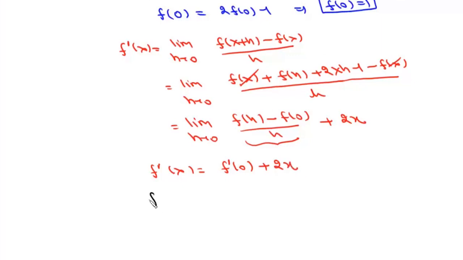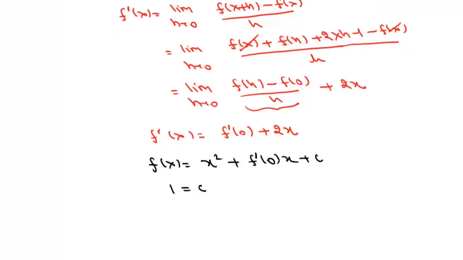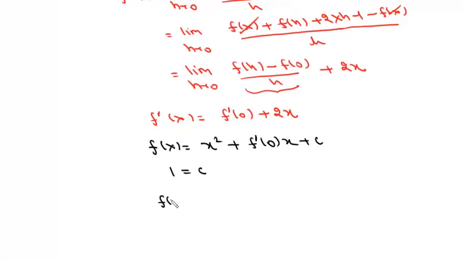Now we integrate this, we can write f(x) equals, now this 2x is simply x², and here will be f'(0)x and plus c. Now when x is 0, f(0) is 1. So this is 1 and it is equal to c. So the value of c is 1. So we can write this function f(x) as x² plus, and then f'(0) is defined as 3 + a - a², x and plus 1.